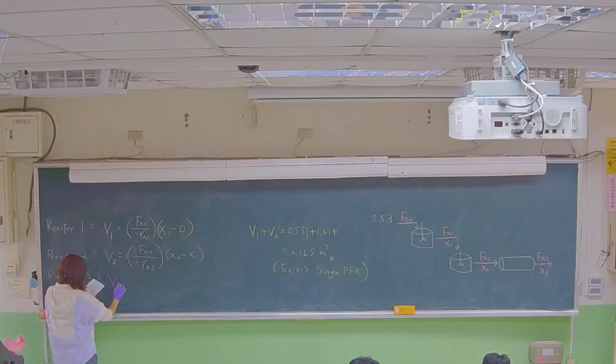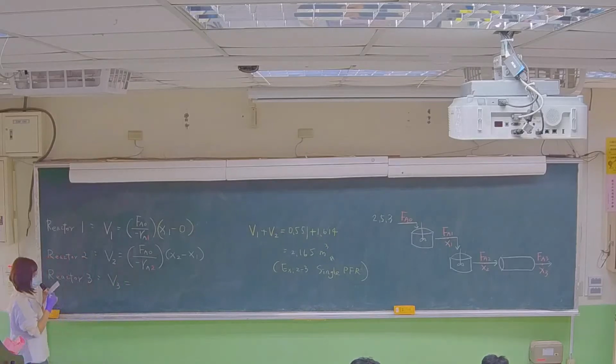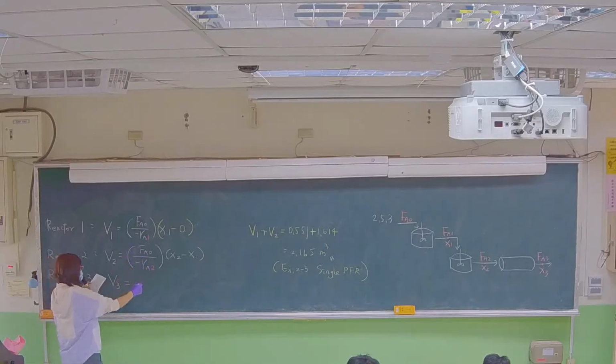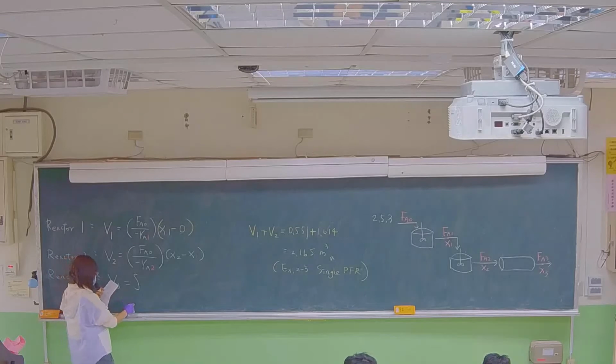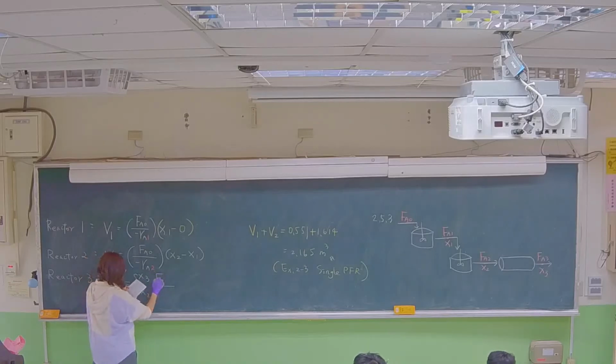Reactor 3. The volume is equal to V3. Actually, the formula is similar, but for PFR, we have to use an integral, right? Integral from X2 to X3. F of X is the same: FA0 over minus RA.